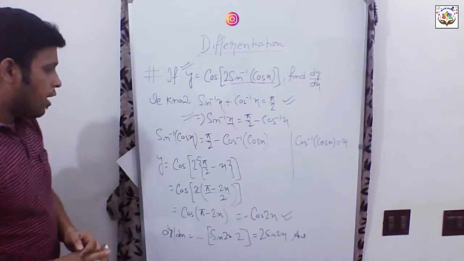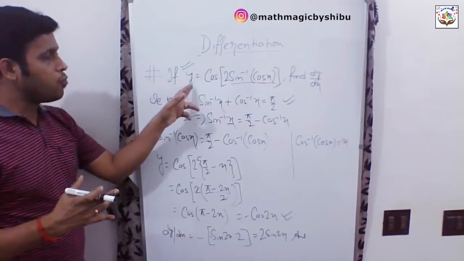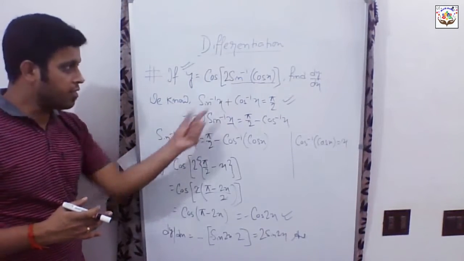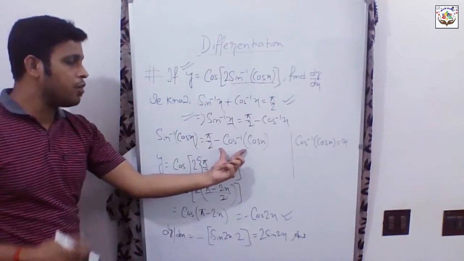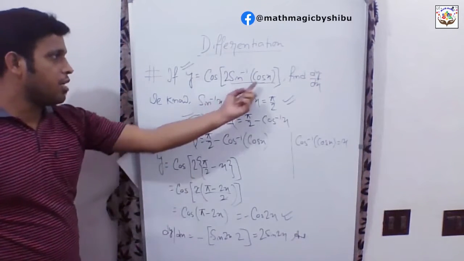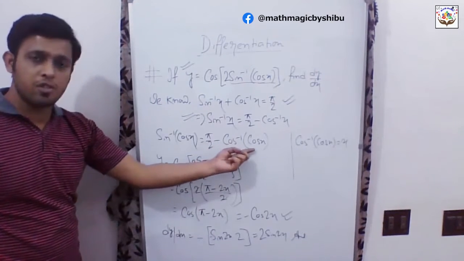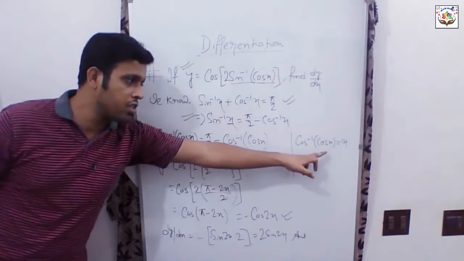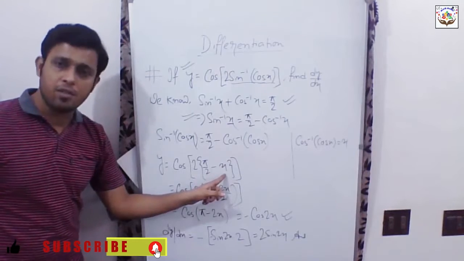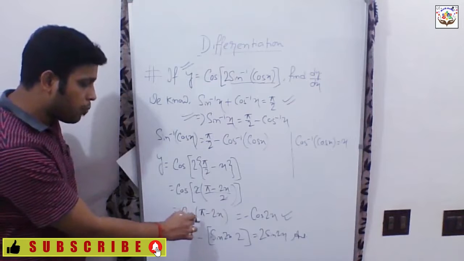Now, we will try to modify the y. We have y equals cos of 2 sine inverse cos x. So in place of sine inverse cos x, we will be replacing pi by 2 minus cos inverse cos x. So we have replaced sine inverse cos x with pi by 2 minus x. Why have I written x instead of cos inverse cos x? Because we know cos inverse cos x is x. So instead of writing cos inverse cos x, we have just written x over here.